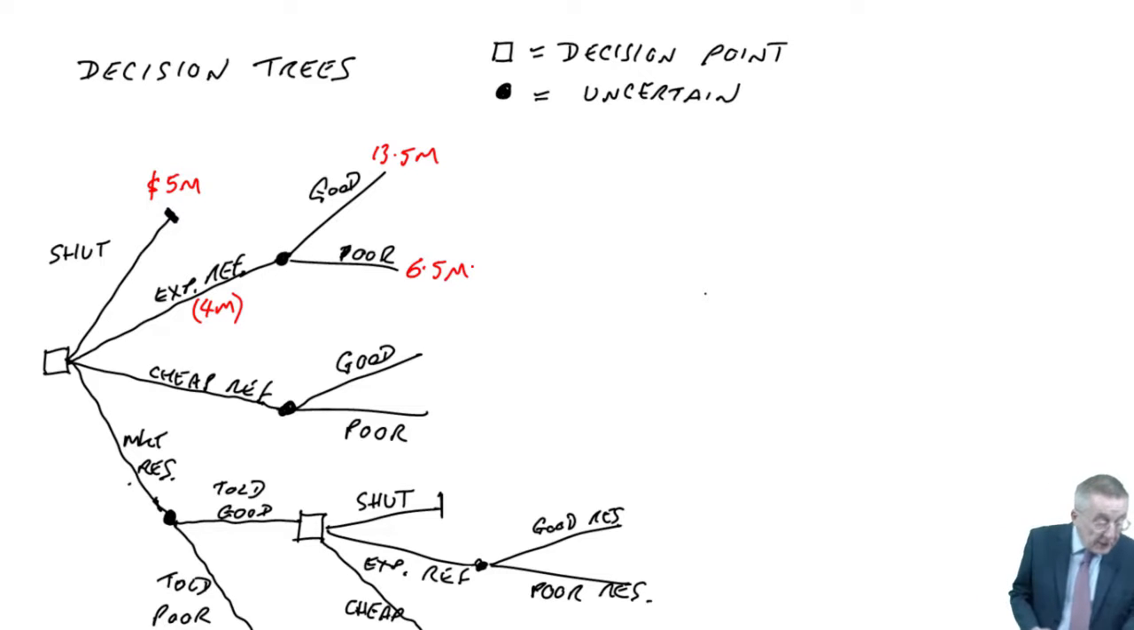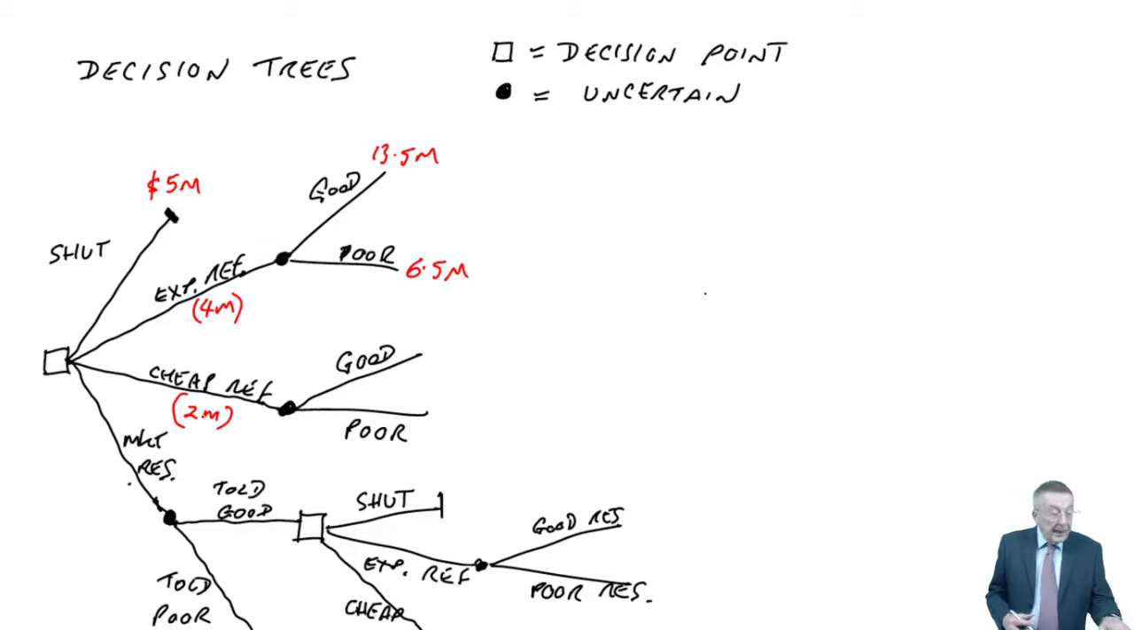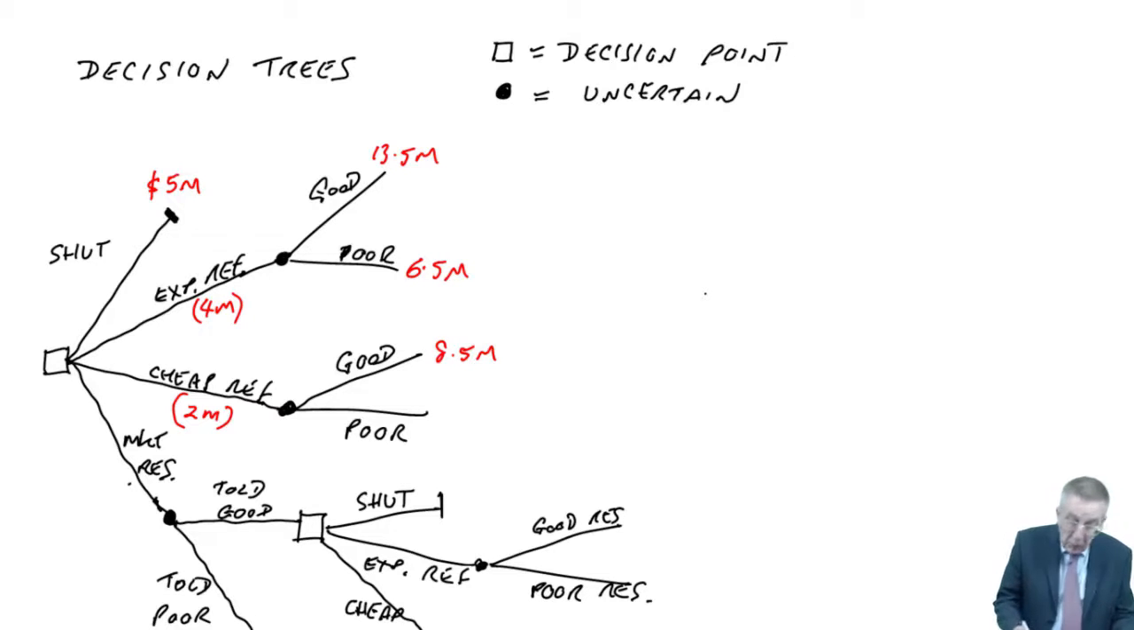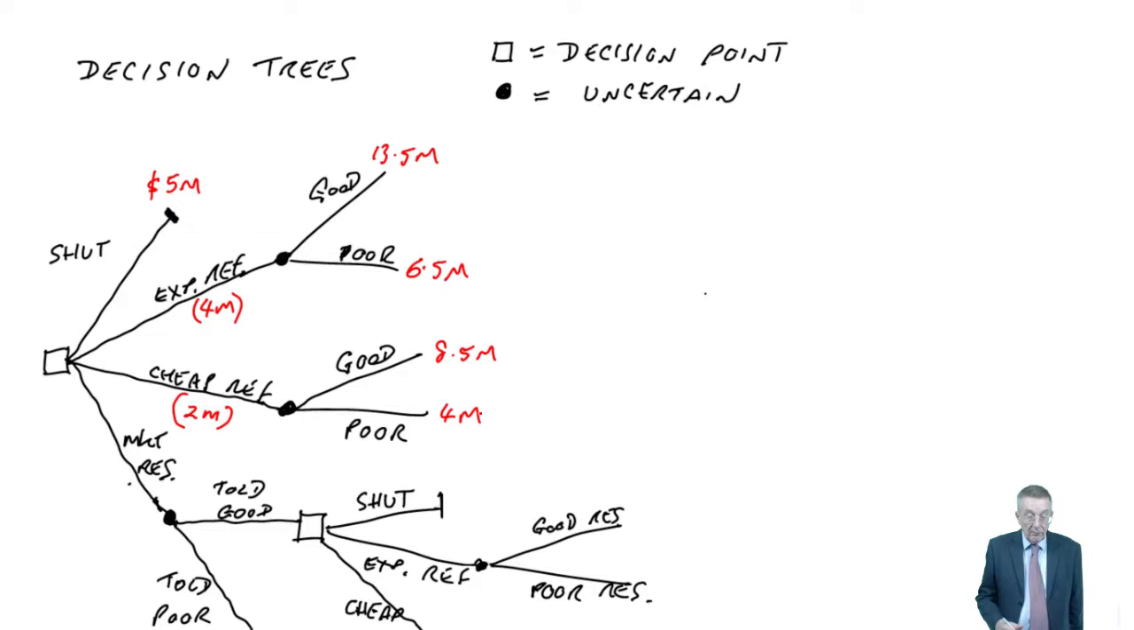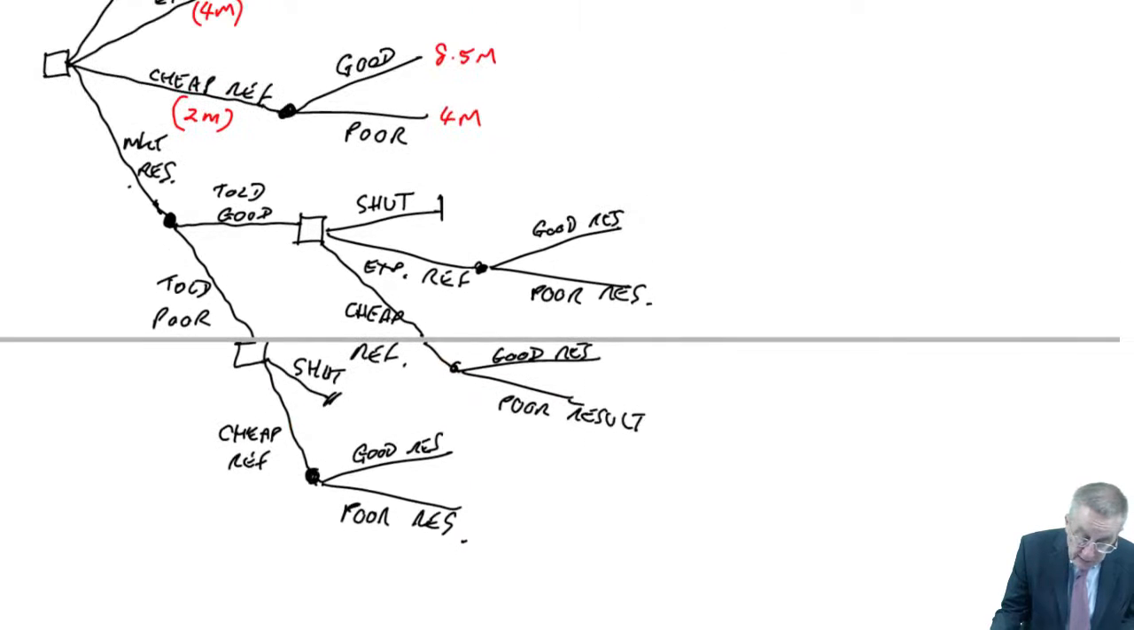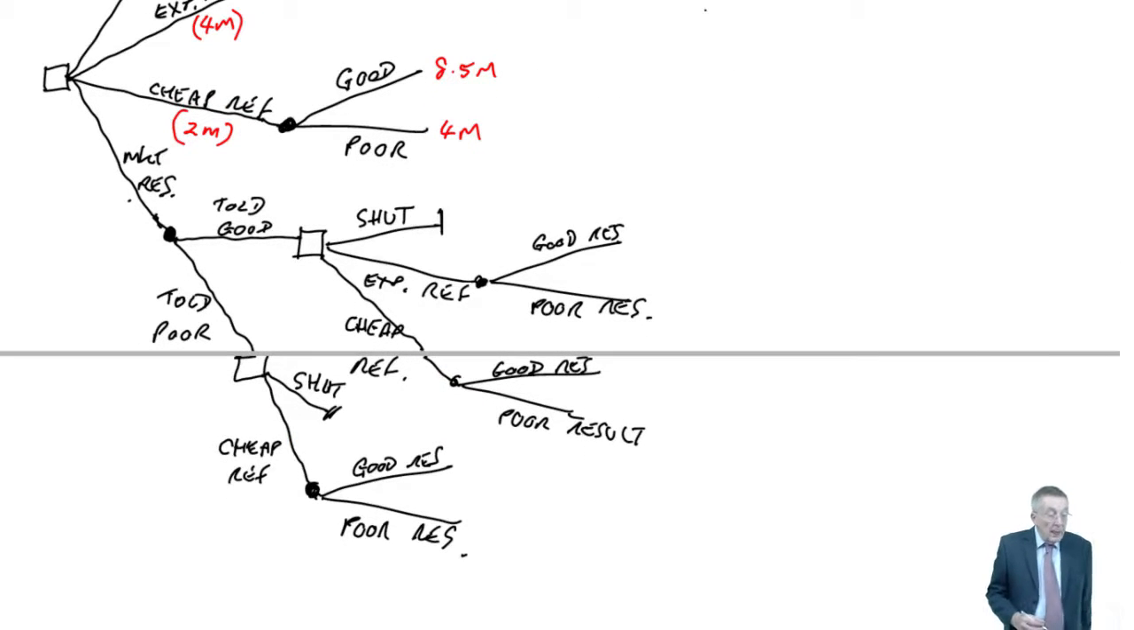If we do cheap refurbishment, C says we'll pay out, whatever happens, 2 million. And what do we get back? If it's good, we get back 8.5 million. If it's poor, we get back 4 million. Let's carry on with the last of the choices, market research. If we choose to do market research, four paragraphs from the end, it'll cost 200,000, so we'll have to pay out, whatever happens, 0.2 million.